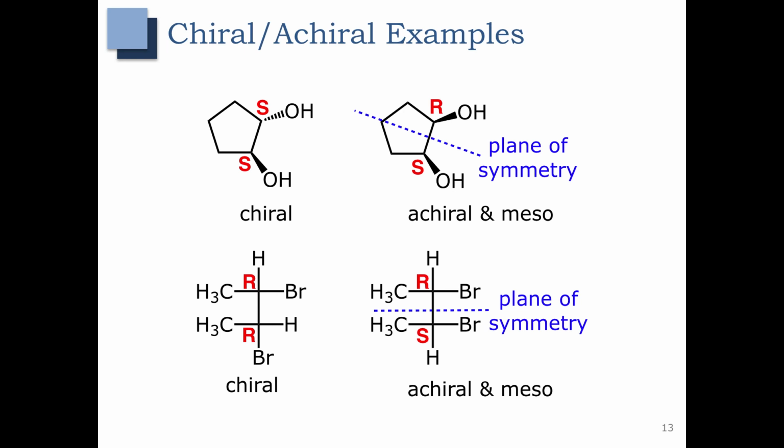Because we have stereo centers that we can name R and S, that means that we're going to have the possibility of being meso. And it's because of that plane of symmetry that we're meso. If we didn't have that plane of symmetry, it'd be chiral. And if we were not able to name R and S, then it would just be achiral.